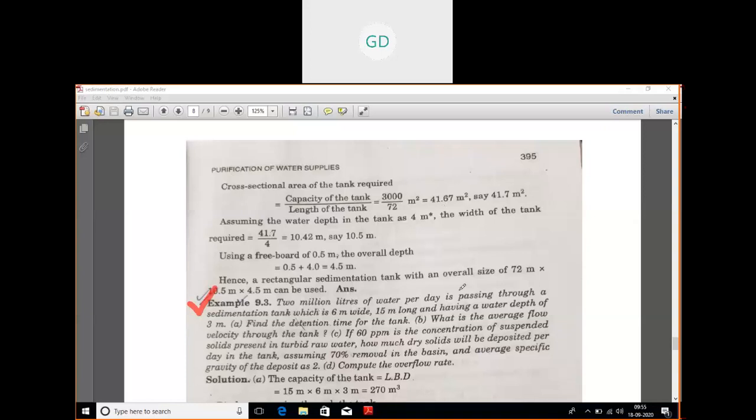Your first class is about to end. Next class is at 10:15, right? So we will meet at 10:15 and we will start our next topic, that is sedimentation aided with coagulation. So now take a 10 minute break. 10 minutes means we will meet at 10:15. I will provide you a new link, and through that link you join. Okay, so take a 10 minute break.